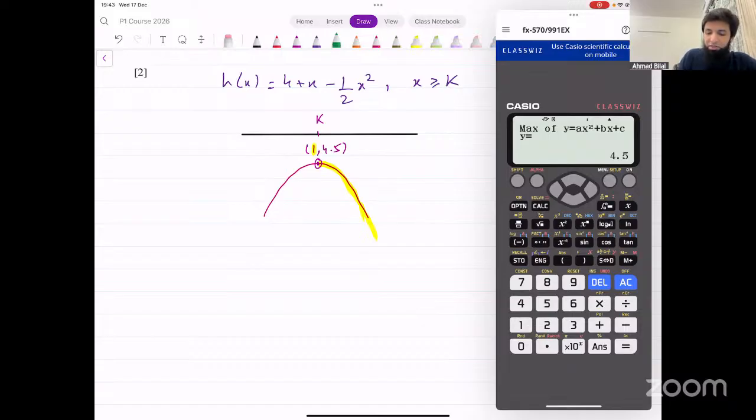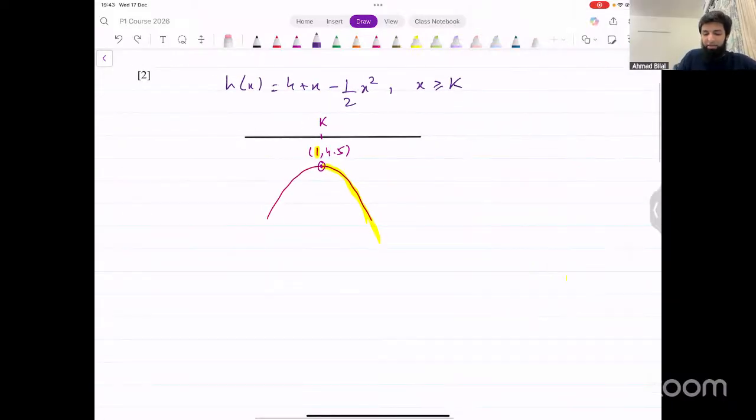What's the smallest possible value of k? It's 1, right? Because on the x-axis, that's the smallest value we can have so that the function remains 1 to 1. If k was anything less than 1, it would not be a 1 to 1 function anymore.